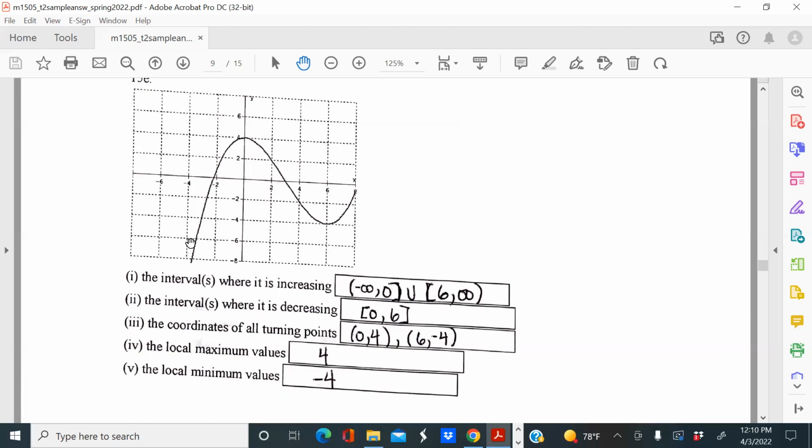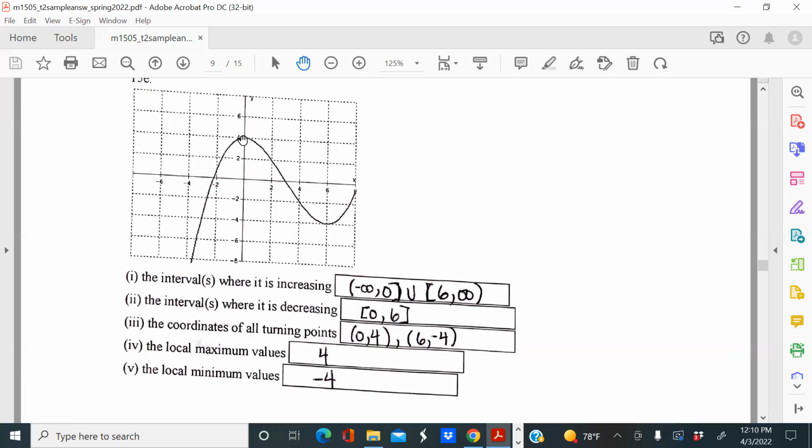From minus infinity to 0, this part on the x-axis, and this part starting at 6 and going to infinity. So you get two separate places where this curve is increasing. You combine those two separate sets with this union operation.